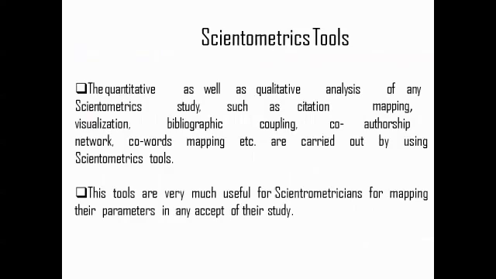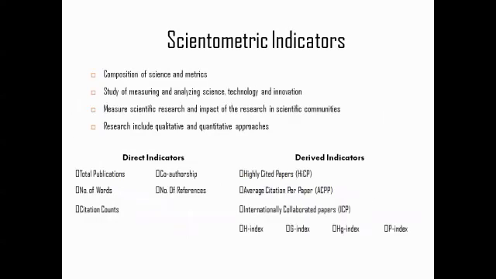The tools which we are going to apply, we are going to categorize into two different types: qualitative tools and quantitative tools. If we talk about qualitative analysis in scientometrics, then we can talk about citation mapping, visualization, bibliographic coupling, co-authorship networks, co-word mapping, etc. There are so many qualitative tools that can be applied for scientometric analysis, which we are going to see in a practical manner in the forthcoming sessions. These tools are very useful for scientometricians in mapping the parameters for their study.